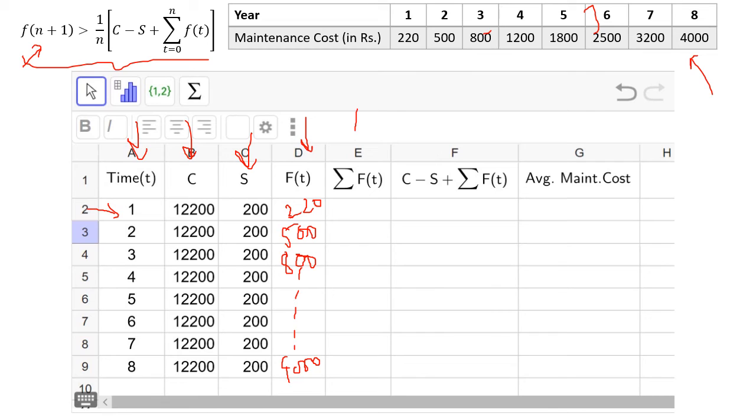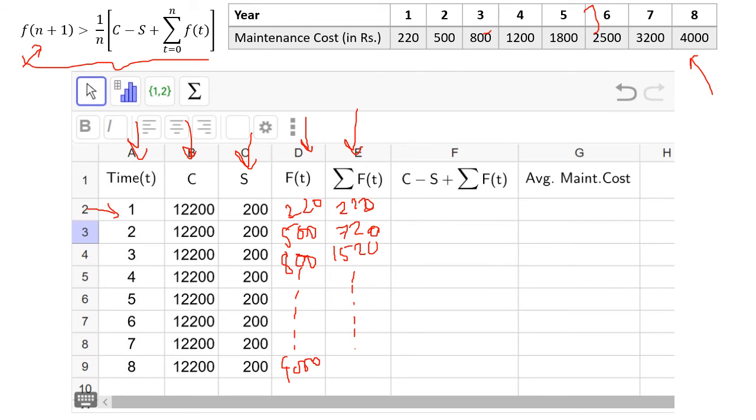Then column E, we are going to calculate the cumulative maintenance costs. So for first year, it's 220 as it is. For second year, 220 plus 500, so addition of maintenance cost for first 2 years. So 220 plus 500 is 720. Cumulative cost after third year, 720 plus 800. So 1520 and so on.